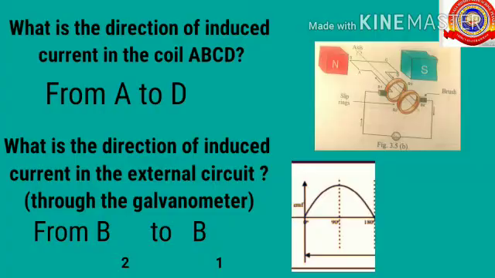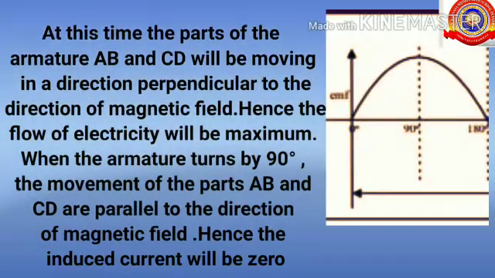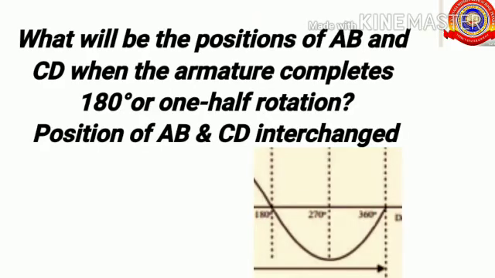Okay, so at this time the parts of the armature AB and CD will be moving in a direction perpendicular to the direction of the magnetic field. Hence, the flow of electricity will be maximum when the armature turns by 90 degrees. The movement of the parts AB and CD are parallel to the direction of the magnetic field. Hence, the induced current will be 0 here.